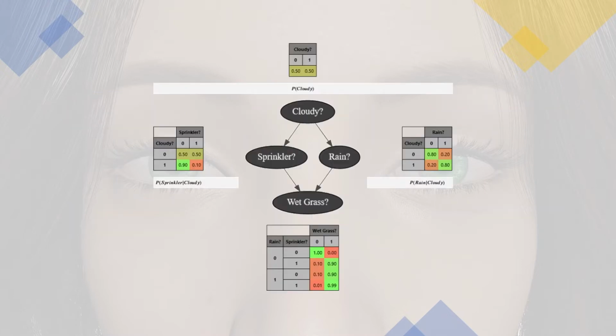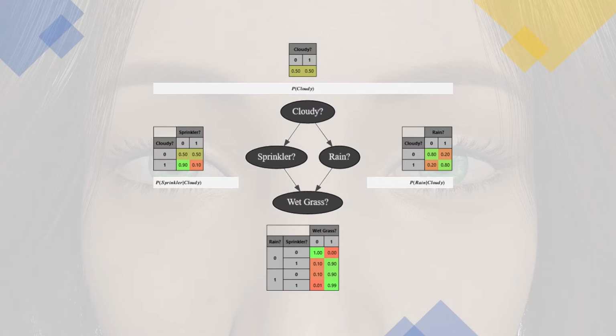Here's a classic example of Bayesian networks describing how probable it is for the grass to be wet. We have a first random variable, a node, describing the probability that the weather is cloudy. We have 50-50. We have two possible values for the sky to be cloudy or not. 0 is not cloudy, 1 is cloudy. And we have a 50-50 probability of the sky being cloudy.